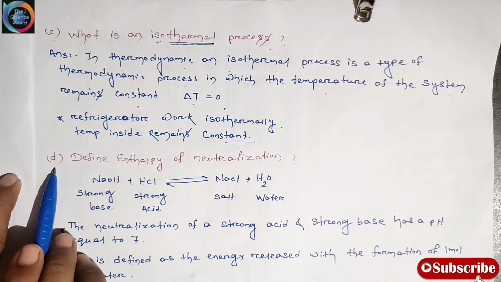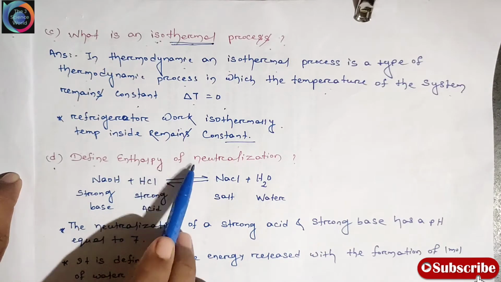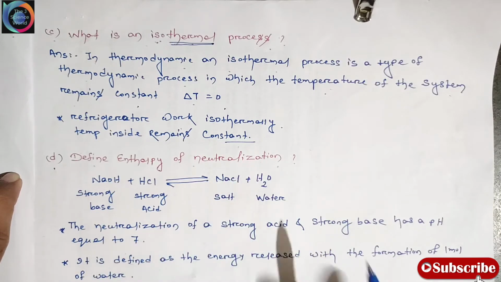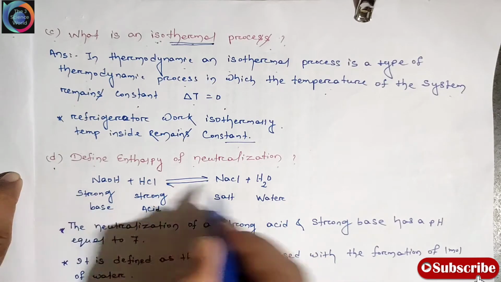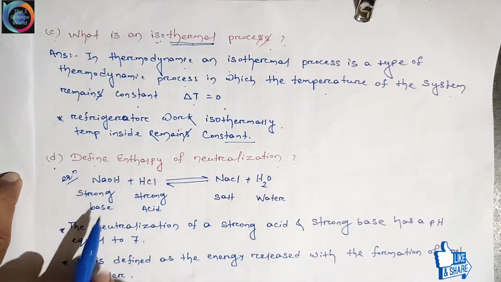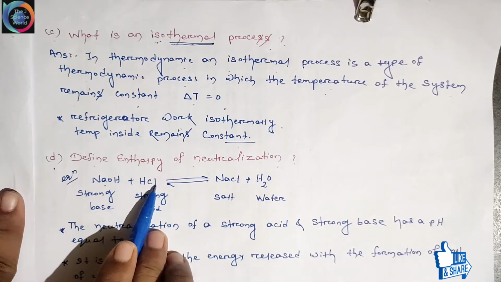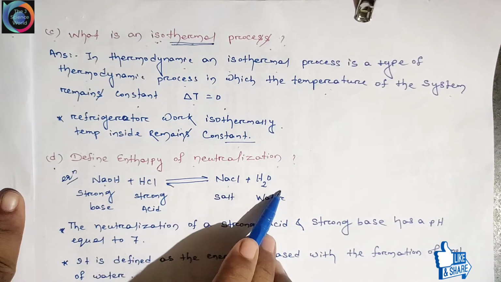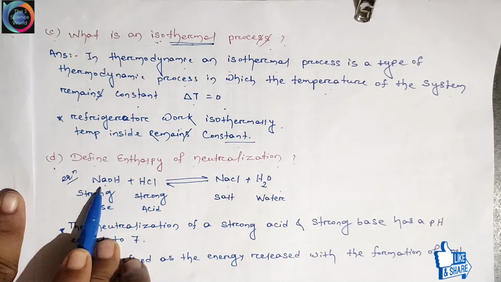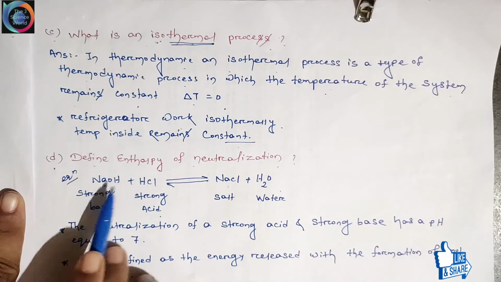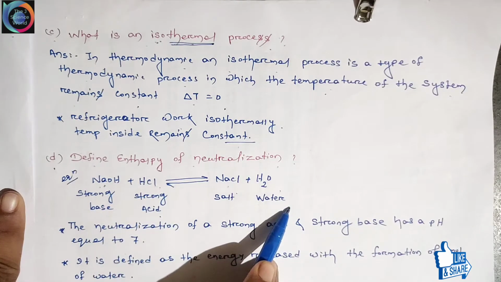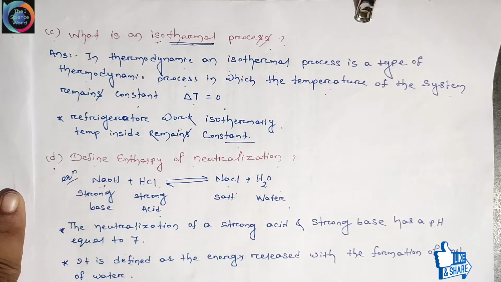Friends, the next question is question number D. Define enthalpy of neutralization. Friends, we take some examples. A simple equation: when NaOH reacts with HCl, this produces NaCl plus H2O. NaOH, sodium hydroxide, is a strong base and HCl is a strong acid. When a strong base and a strong acid react to form salt and water, this is a neutralization equation. The neutralization of a strong acid and strong base has pH equal to 7.